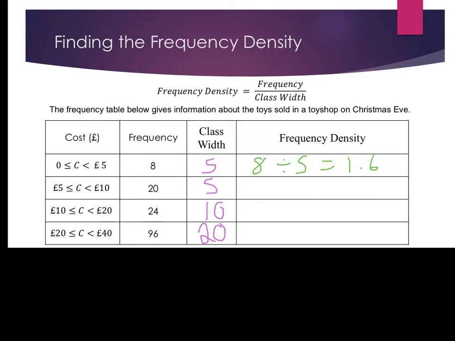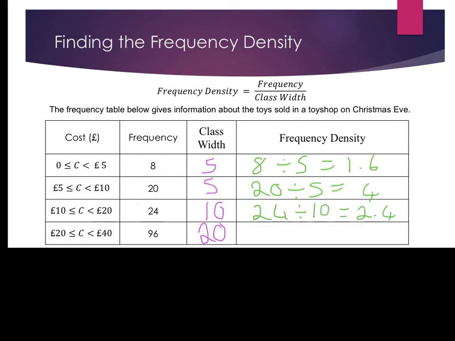For the next row, we're going to do 20 divided by 5, frequency divided by the class width. That will give the answer of 4. Now for the next row we're going to do 24 divided by 10, which gives us the answer of 2.4.